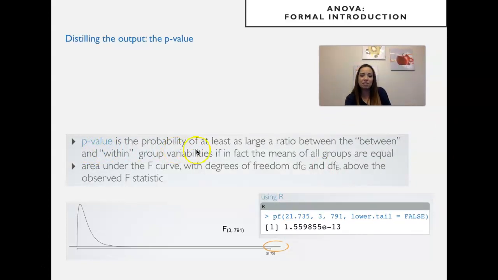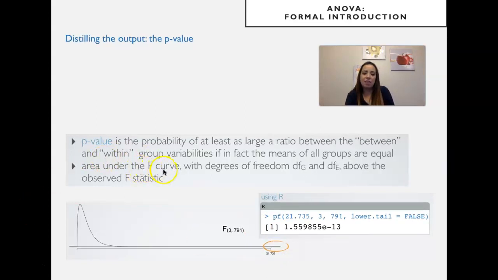P-value is the probability of at least as large a ratio between and within group variabilities if in fact the means of all groups are equal. So saying this easily, it's the probability of observing at least an F ratio as high as this under the hypothesis that all groups are just the same.